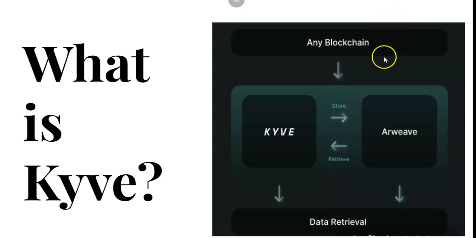So as you can see from this picture, any blockchain, or any data source that wants the data to be permanently stored, through Kyve network, we upload the data, and then as Kyve network gets the data, it stores it permanently on Arweave, and then the data can be retrieved any time that they want.